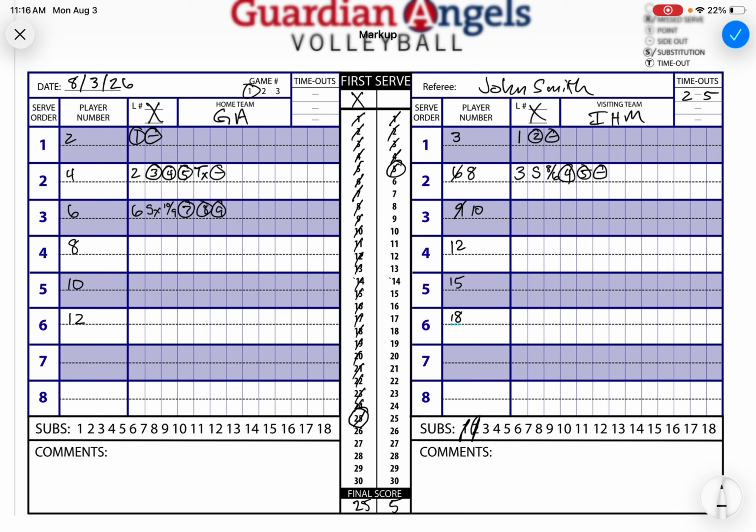In the comments section down below might be something with notes on anything about the match. So if there's any indications that you want to share or remember, that's where you would keep them. But otherwise, this is just an example of how you would keep score. Hope this helps.